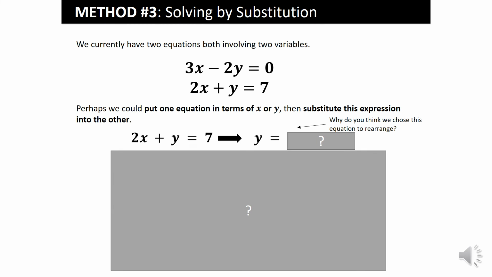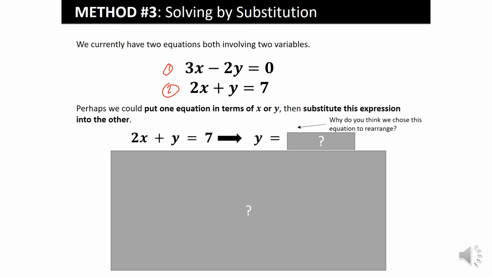Okay, so it says method number 3, this is the second one we're doing, solving by substitution. So what we're going to be doing this time is rearranging one of the equations and then substituting it into the other. Like we did before, we're going to be naming our equations, equation 1 and equation 2. And then what we're going to be doing is rearranging.